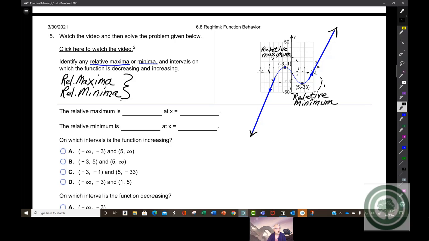Relative maxima and minima have other names. We're going to talk about two other names very briefly. These are called the extreme points on the graph, so the plural is extrema. They're the extreme points. But more commonly, they are called turning points because that's where the roller coaster turns from going up to going down, from going down to going up.